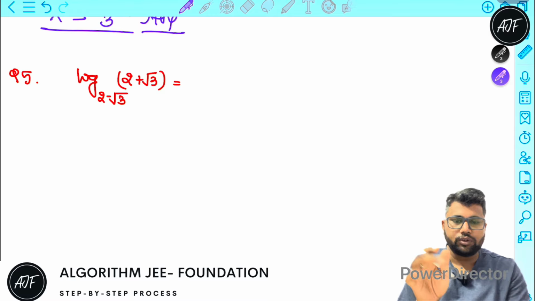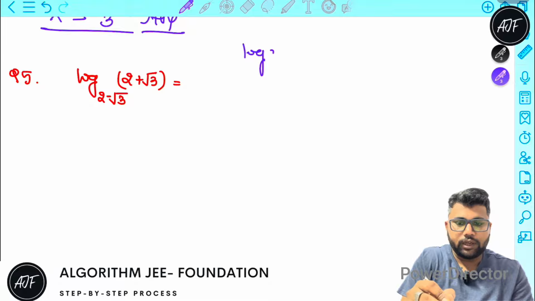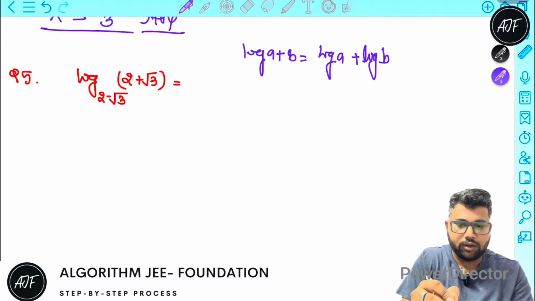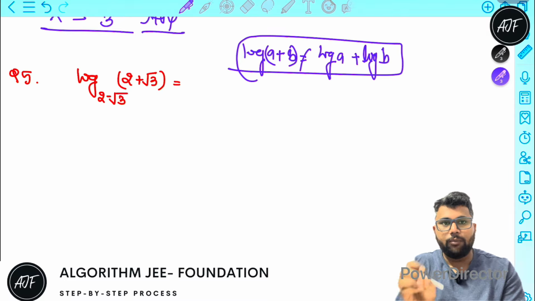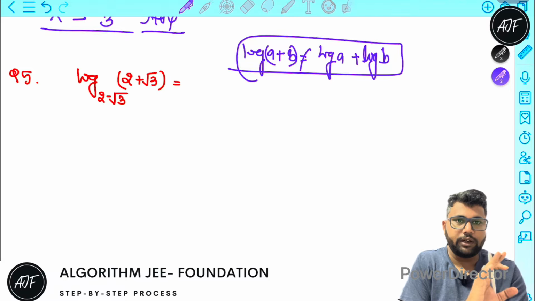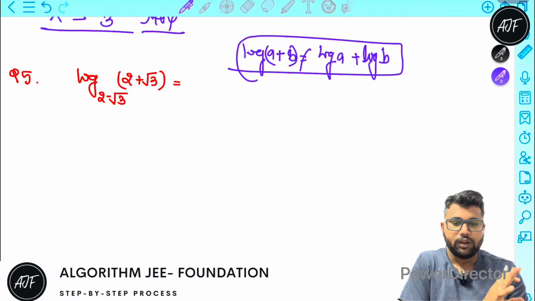So now suppose someone uses it like this: log of a b is converted into log a times log b. That is totally wrong. Log multiplication is converted into addition form, but individually it is also not possible like this. So please be careful.